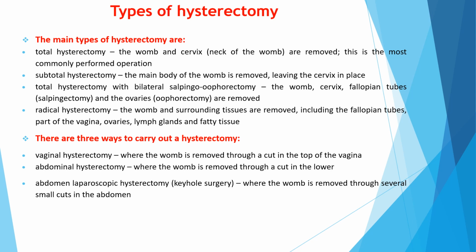Total hysterectomy with bilateral salpingo-oophorectomy: the womb, cervix, fallopian tubes, and the ovaries are removed.